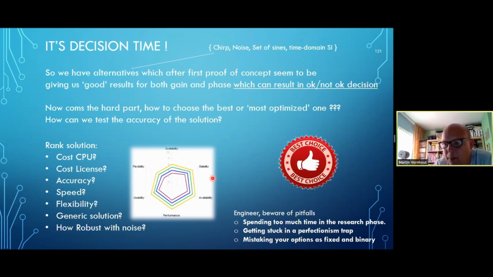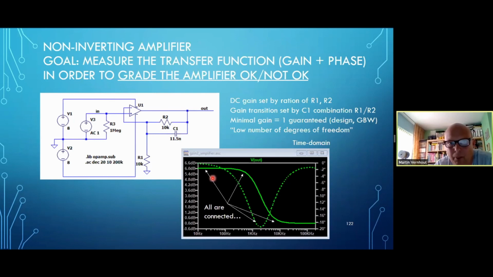Another is getting stuck in the perfectionism trap and mistaking your option as fixed and binary. That means you don't need to choose one over the other. You can mix and match. You are creative. You know what to do best. For example, if you don't want to measure the transfer function, but just grade the amplifier to be okay or not okay, the gain was set by the ratio of 2 resistors. The gain transition, the frequency-dependent behavior, was linked to the resistors and the value of capacitor C1. You know that this type of amplifier has always a minimum gain of 1, guaranteed by the design.